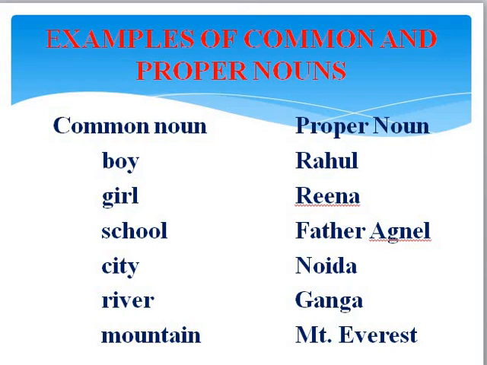So many cities. So all the cities are called city. That is why it's a common or a generic name. But as soon as I say Noida, I'm speaking about one specific city called Noida. There is no other Noida. That is why it's a proper noun.